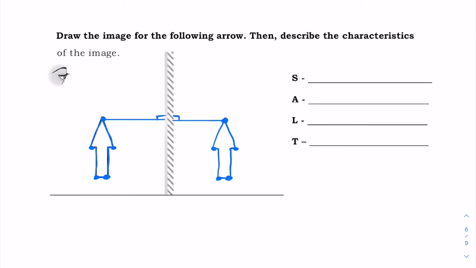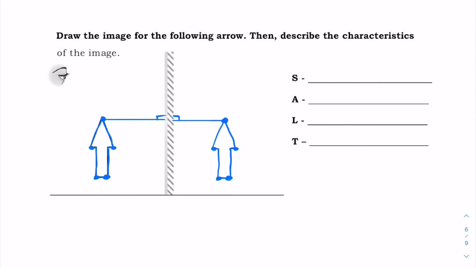Okay, you're back. So you should get something like this. Again, please forgive my not so great drawing, but as long as you follow the procedure, you'll get something fairly accurate. Now let's describe it.